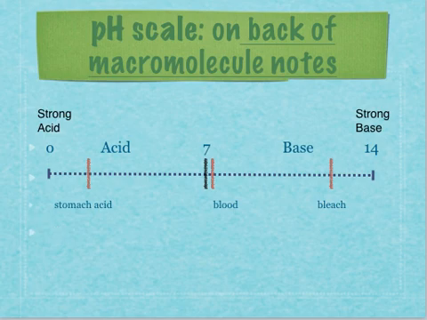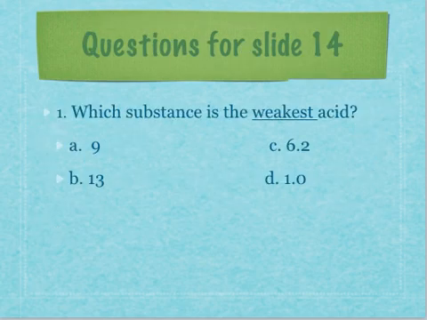Now, to help with this, looking at your pH scale, ask yourself, which substance is the weakest acid of these 4 numbers? Hopefully, you can rule out A and B because both A and B are actually bases. So it's either C or D. And between 6.2 and 1.0, 6.2 is the closest to the 7, so that's going to be the weakest.